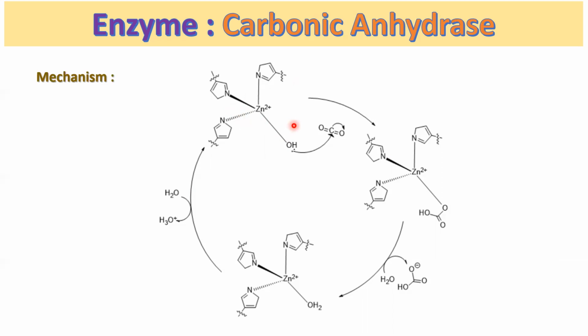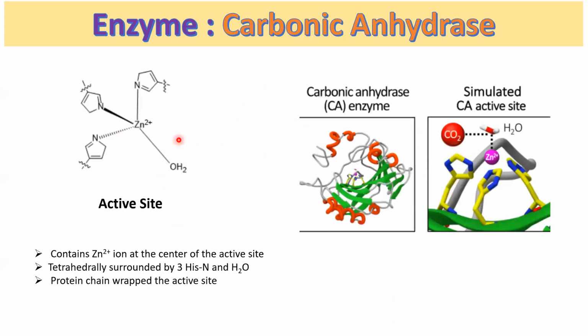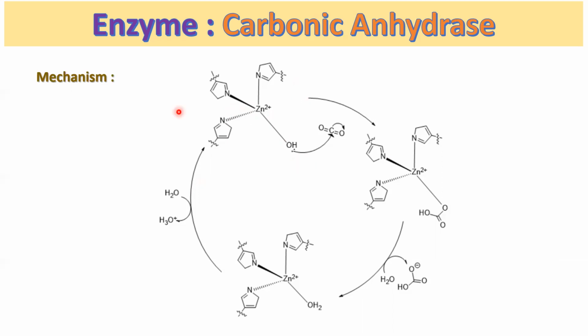For this zinc 2 plus ion, the water molecule bound to it is highly acidic, and the water molecules surrounding the active site snatch a hydrogen from this water molecule, and it leaves this OH structure, which can then attack the CO2 molecule, leading to this type of structure, and it produces a bicarbonate ion, and in the next step it produces an H3O plus ion, and then the catalyst is regenerated.